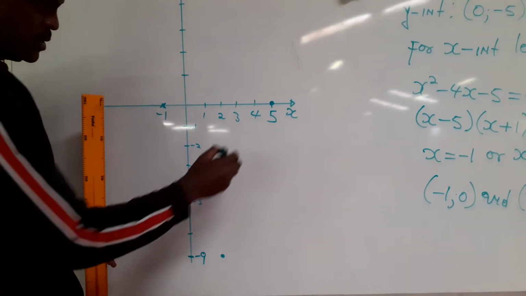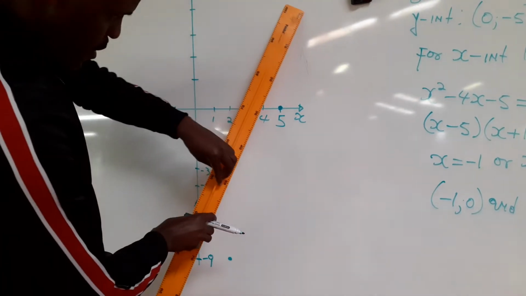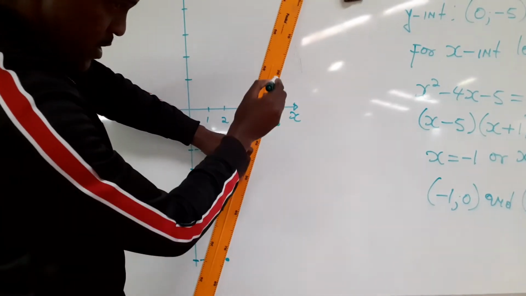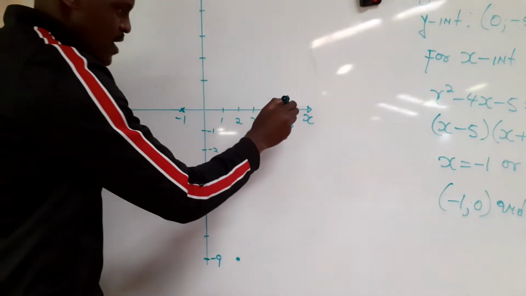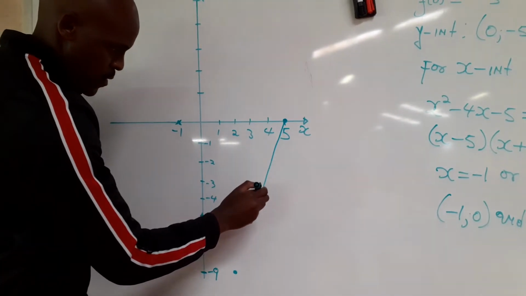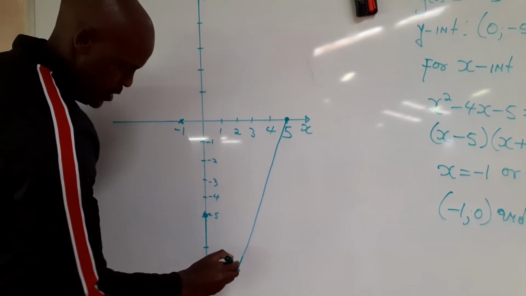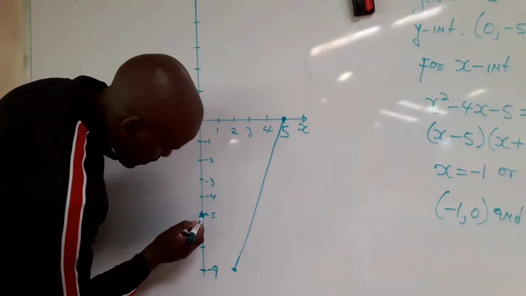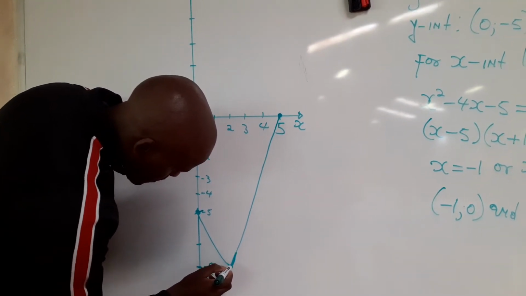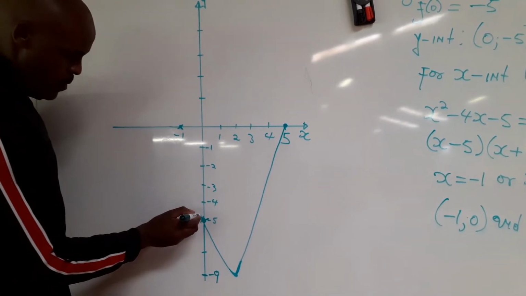Let's join our points. Do not join the points using a ruler like this. You can't join the points like that. So you need to sketch a graph as a curve. Up to that point, and then right, we go up like that.